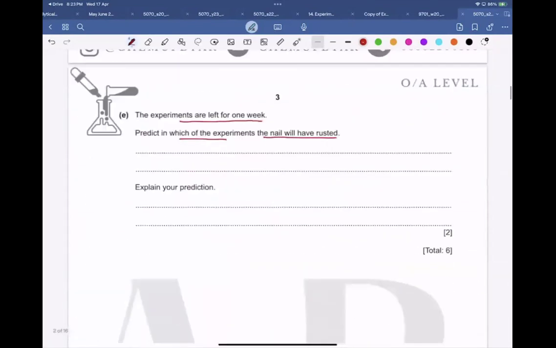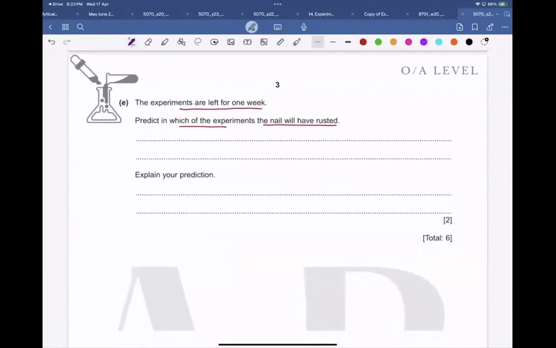So in experiment A, the nail will rust. Now, explain your prediction.